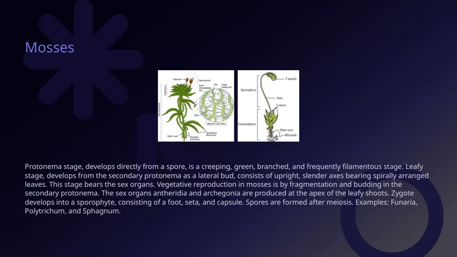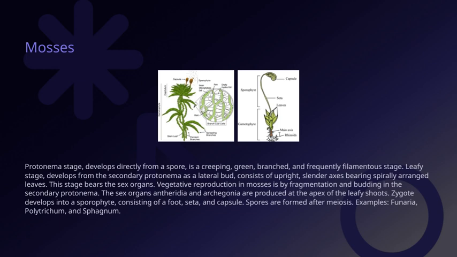Now let's take a closer look at the moss life cycle, starting with the protonema stage. This stage develops directly from a spore and appears as a creeping, green, branched, and often filamentous structure. It's essentially the initial growth phase, and from here, the plant transitions into the leafy stage. The leafy stage develops from the secondary protonema as a lateral bud, and what's interesting is that it consists of upright, slender axes that bear spirally arranged leaves.